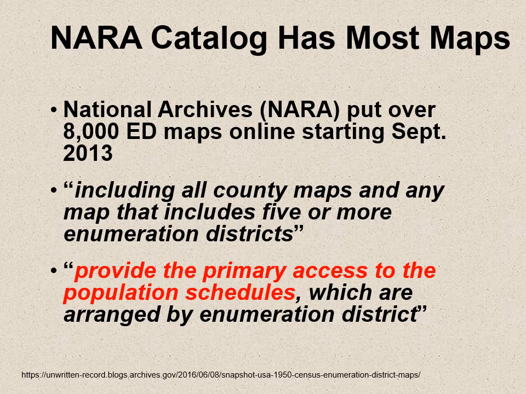You can find them in the catalog. They indicate that it includes all county maps, though there are actually 5 that are missing, and any map that includes 5 or more enumeration districts. There are a number of maps that you cannot find, especially in smaller urban areas. They indicated it would provide the primary access to the population schedules. So I think there's going to be an emphasis on maps on the National Archives website. Certainly a good utility.